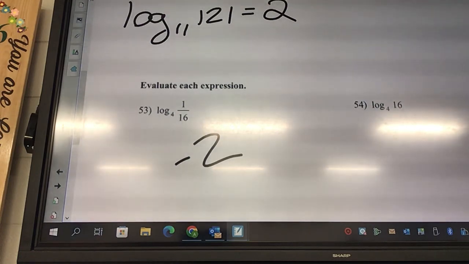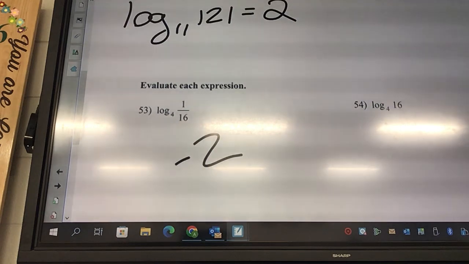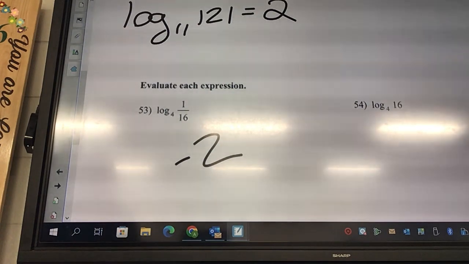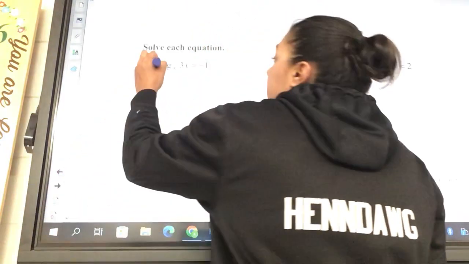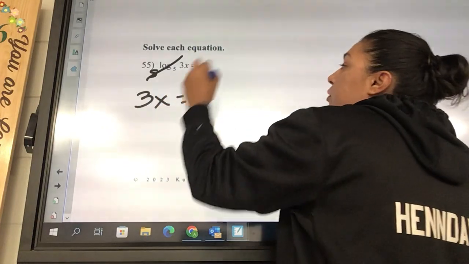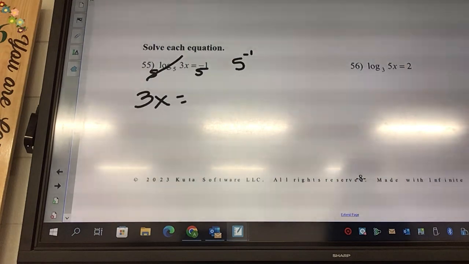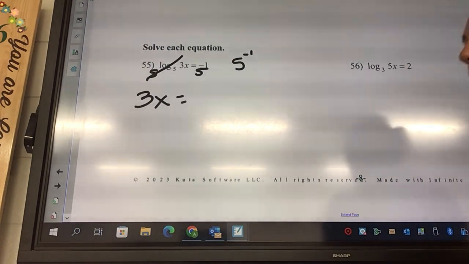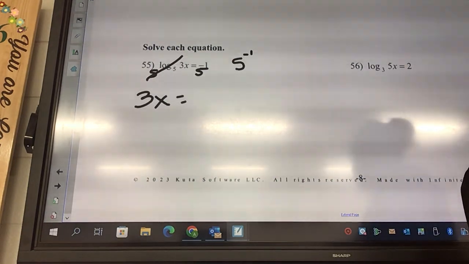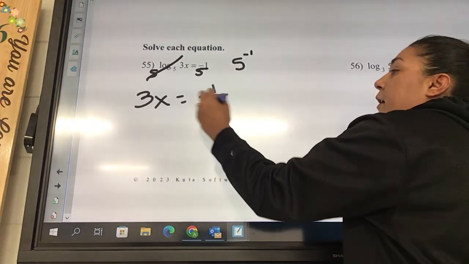Okay, the next one says log of 5, so that means we're going to raise both sides to the 5th power. So we're going to say 5 and 5 on both sides, to the 5, to the 5, and so these cancel out. So we got 3x equals, what is 5 to the negative 1 power? Hit your fraction button. 1 over 5. Okay, so we got equals 1 over 5.